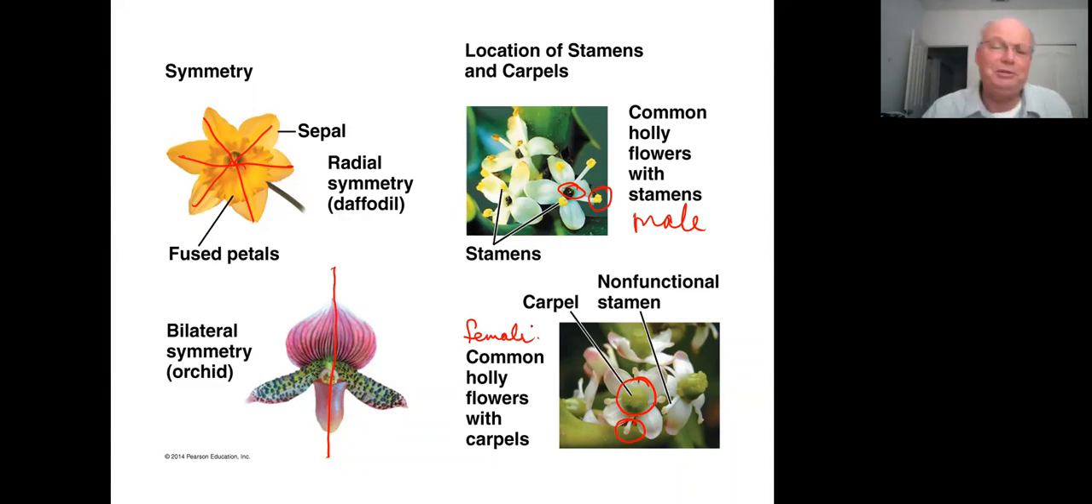There are some species of flowering plants where there are two separate genders. So there are female plants and male plants.